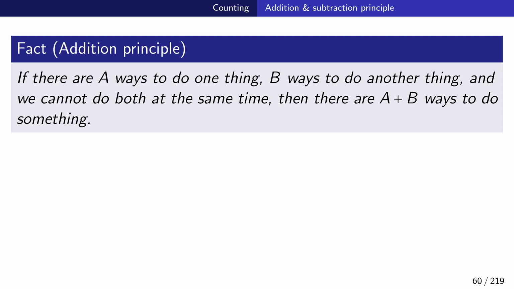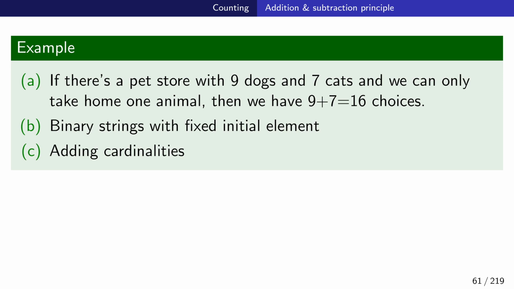So what is the addition principle telling us? It's saying if I have so many ways to do one thing, so many ways to do another, and I can't do both of them at the same time, then if I want to count the number of ways to do either thing, I just add them up. So let's look at a few examples.